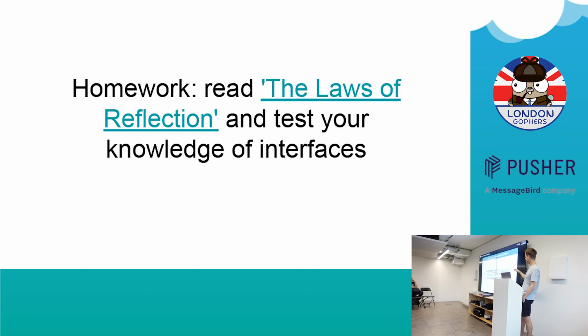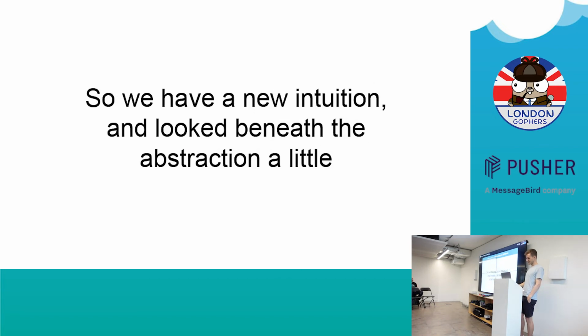So some homework for you. Go read this amazing blog post on the laws of reflection. Once you understand interfaces, you'll find this easy. If you find this a difficult read, you need to go back and learn more about interfaces. Kind of an interesting one. Okay. Hopefully we have a new intuition for what an interface in Go is, and hopefully we've also made it a little more concrete and understood a bit about how it's actually a different thing in memory from the values themselves.